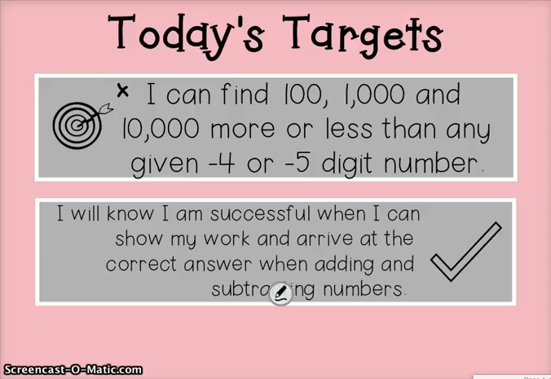I can find 100, 1,000, and 10,000 more or less than any given 4 or 5-digit number. Our success criteria says, I will know I am successful when I can show my work and arrive at the correct answer when adding and subtracting numbers. Let's get started right away.